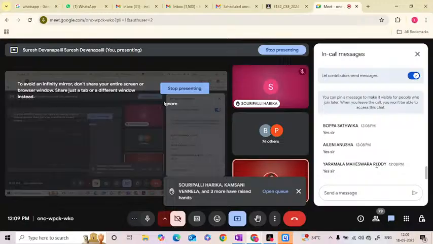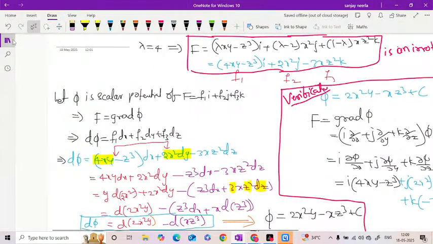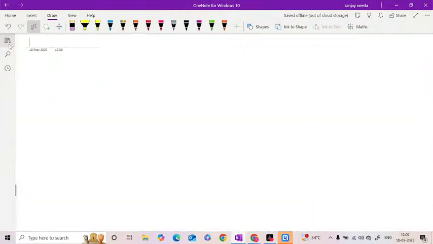So I'm giving the homework problems, just to try to solve the problems. Now the first problem is, I think this problem already I have given in the previous class.